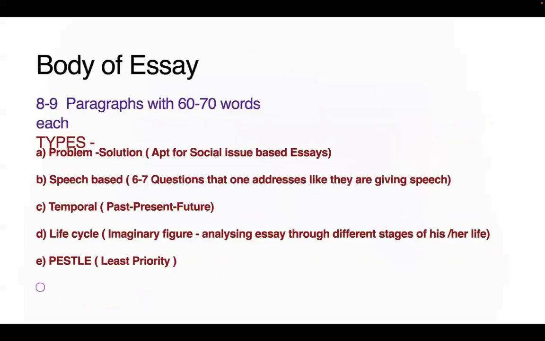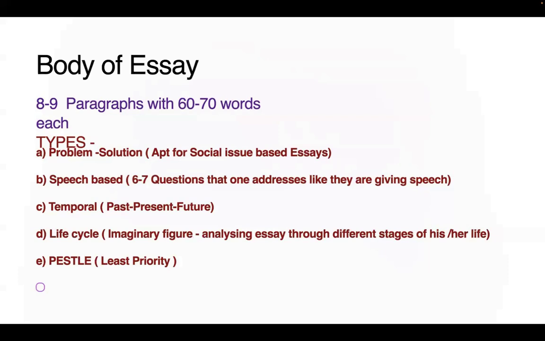Now we will learn how to write the body of the essay. You have to loosely write 8 to 9 paragraphs with 60-70 words each. The types can be the problem and solution approach. It is apt for social issue based essays because each social issue is a problem. And then you will be giving the solution.